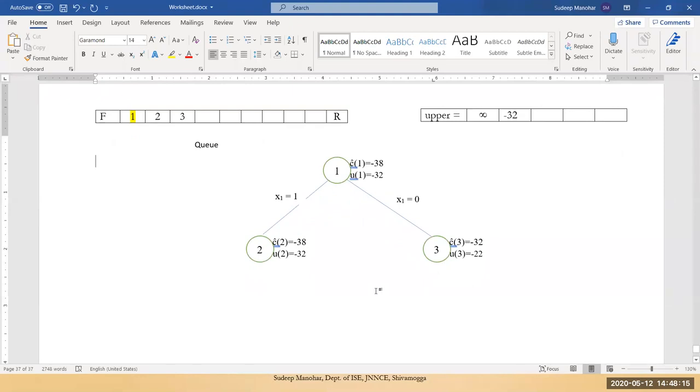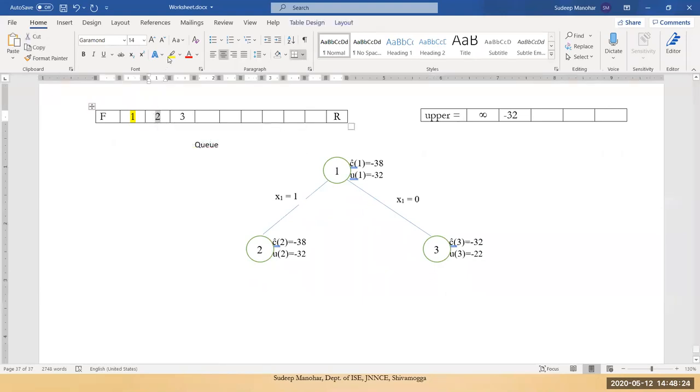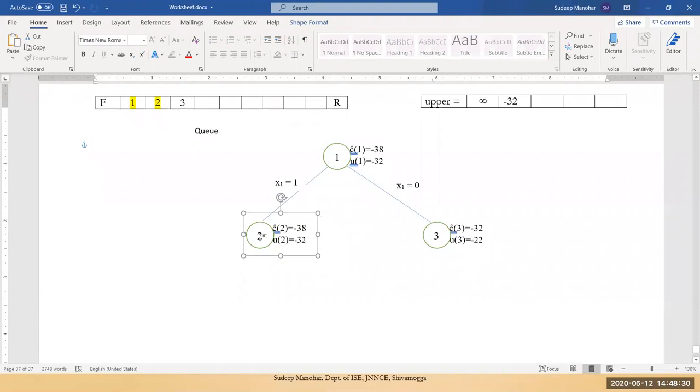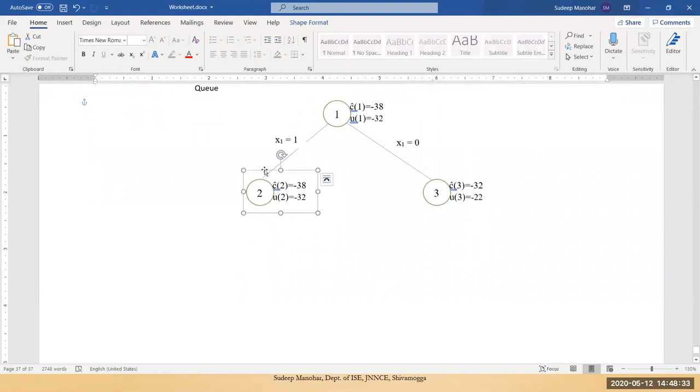Okay, next, what is the next step? Now you have to decide which is the E node. So what you are supposed to do, refer to the queue. What is there at the front of the queue? 2 is there. Mark this, that means it has been removed. Now 2 becomes the E node. Now write 2 children for this.